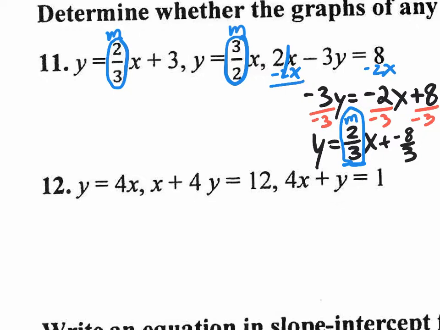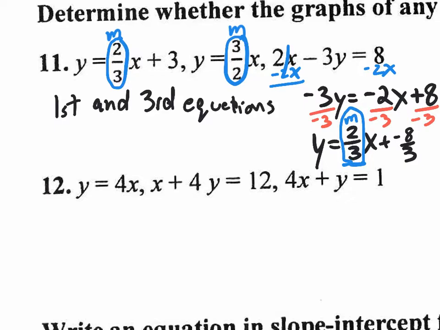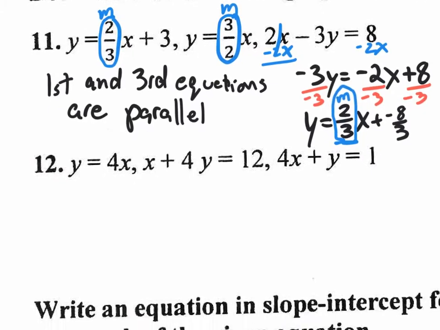So determine which ones are parallel or perpendicular. Out of those three, the first one and the third one are parallel. So that's what you would write: the first and third equations are parallel. So you basically need to be able to see all the m values. Okay, so that's what you're going to do on number 12.